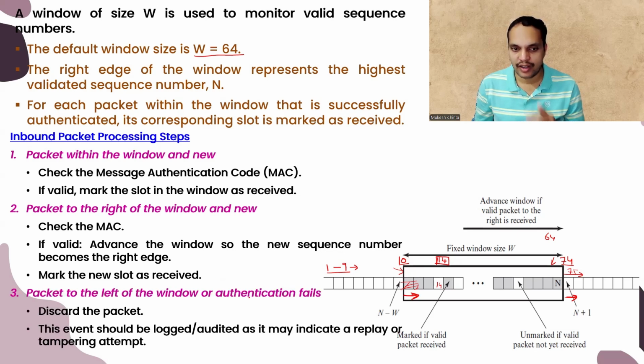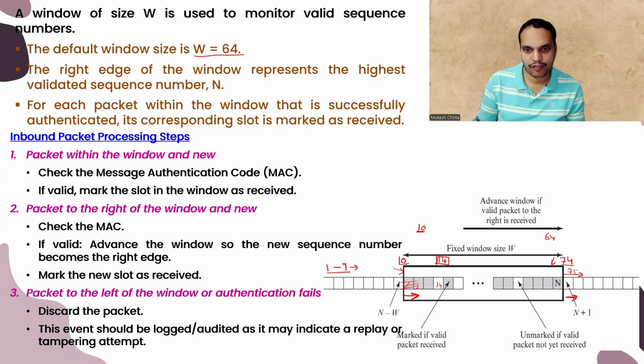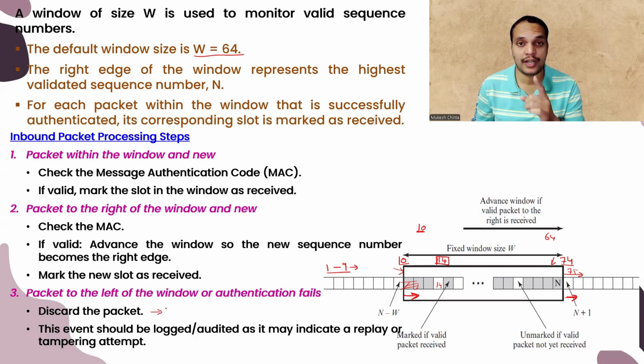Now, packet to the left of the window or authentication fails. That means, sir, now I received another packet with the packet number 10. What should I do? Now you know that already the window has been moved. So now this packet 10 has fallen outside of the window limit. Isn't it? In that case, you discard the packet because we now know that it is a replayed packet. This event should be logged and audited, as it may indicate a replay or a tampering attempt.